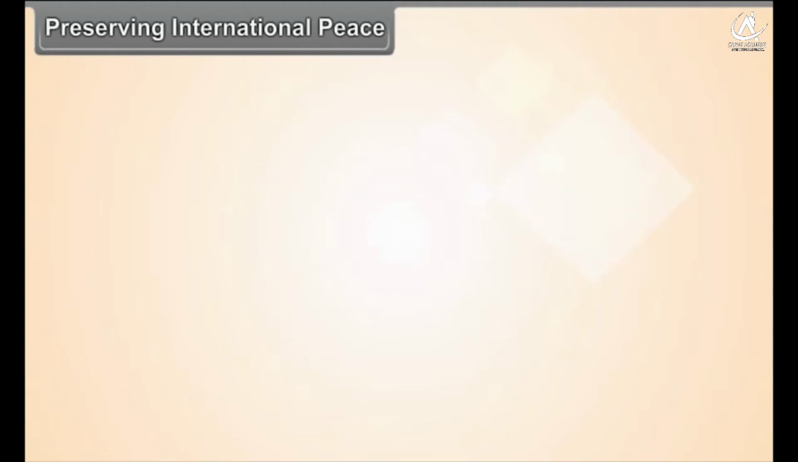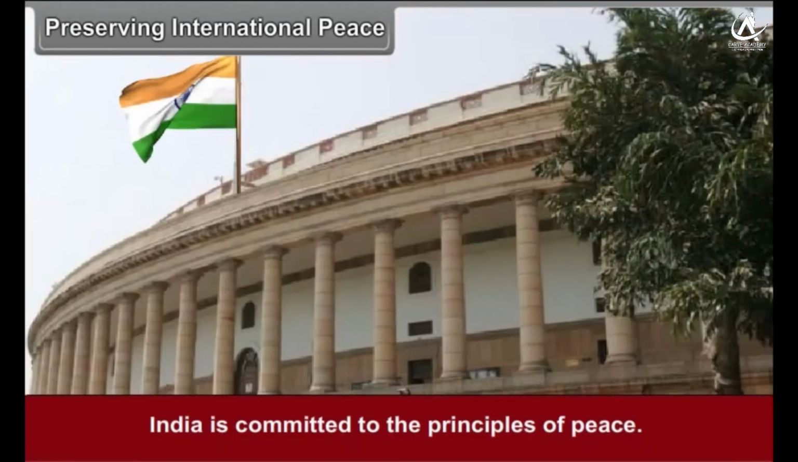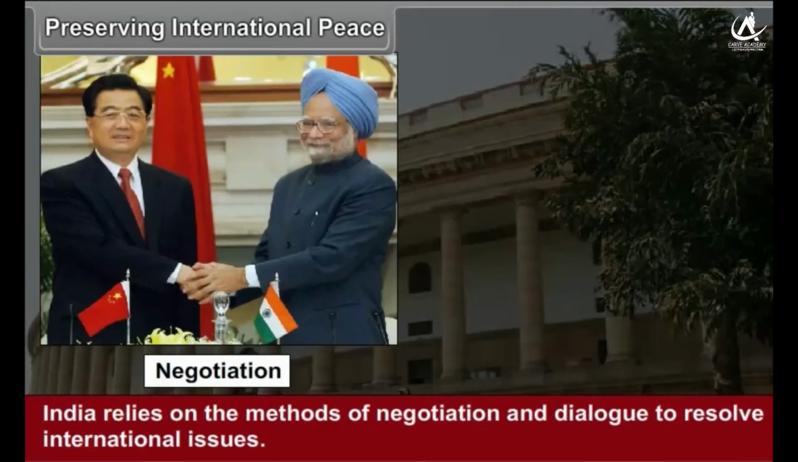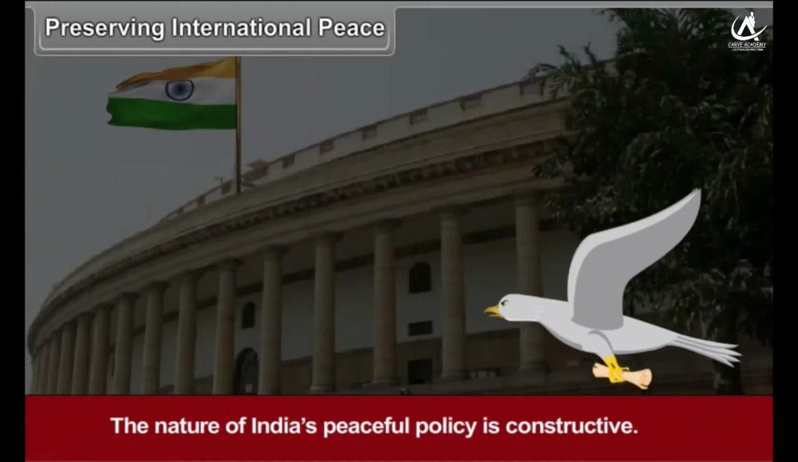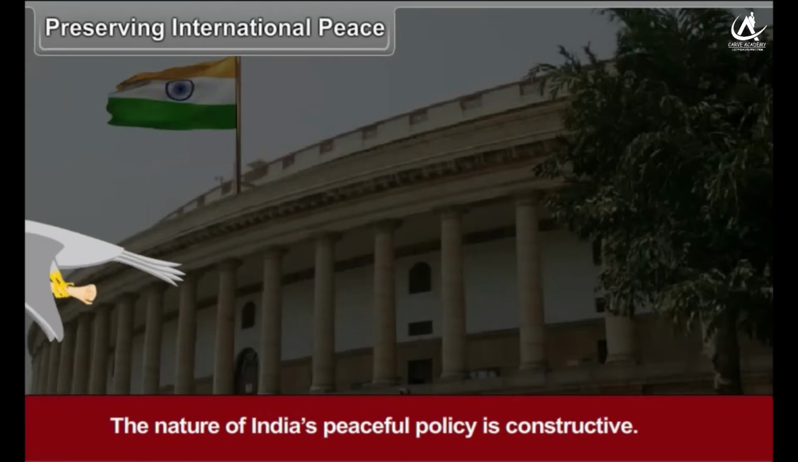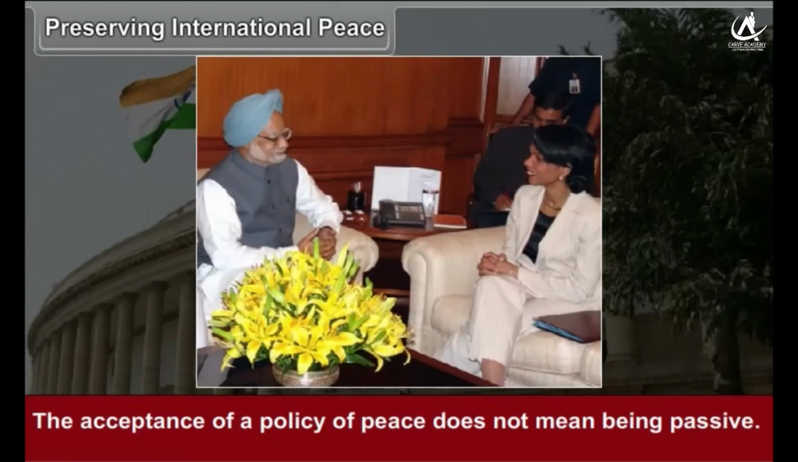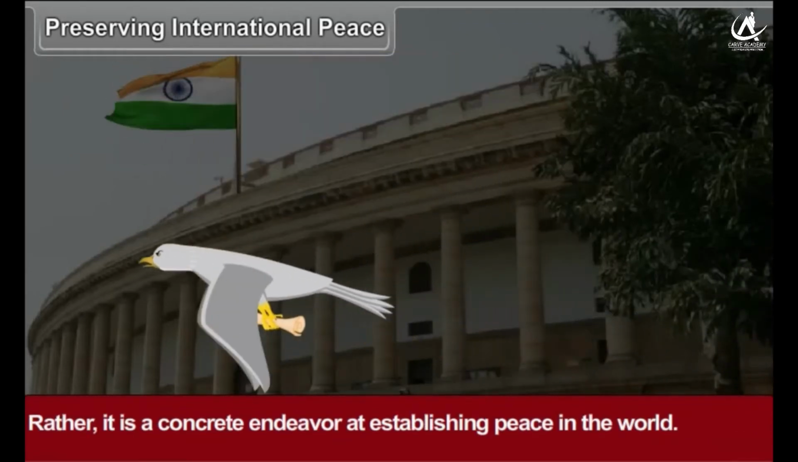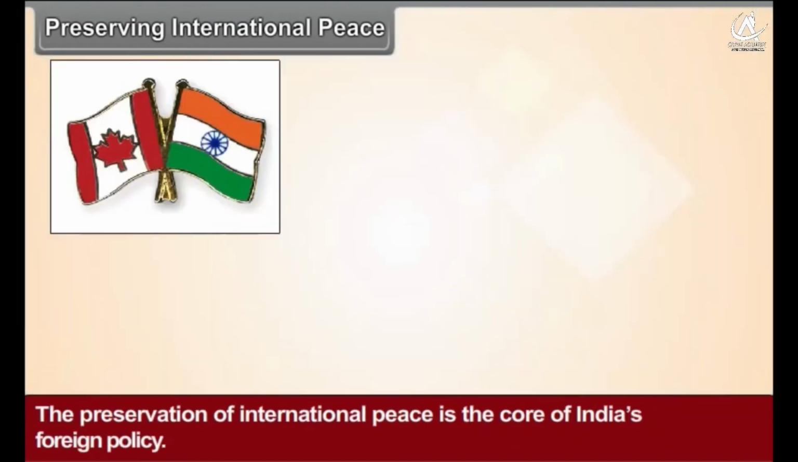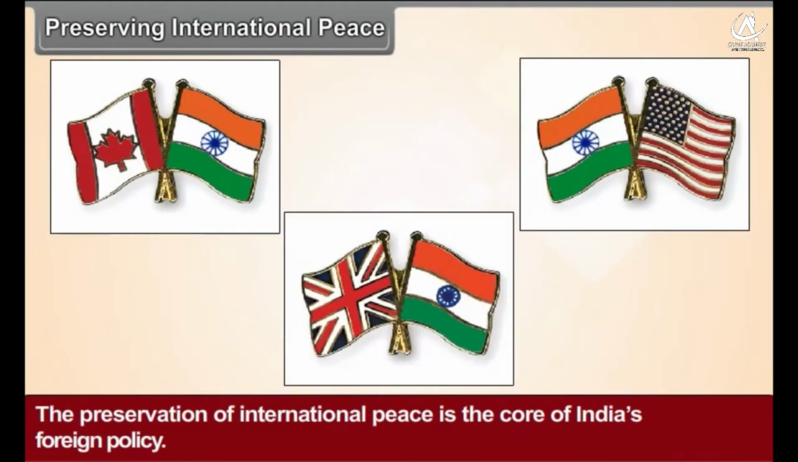Preserving international peace. India is committed to the principles of peace. India relies on the methods of negotiation and dialogue to resolve international issues. The nature of India's peaceful policy is constructive. The acceptance of a policy of peace does not mean being passive. Rather, it is a concrete endeavor at establishing peace in the world. The preservation of international peace is the core of India's foreign policy.